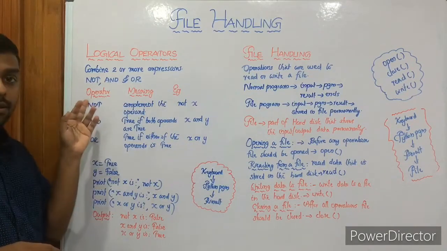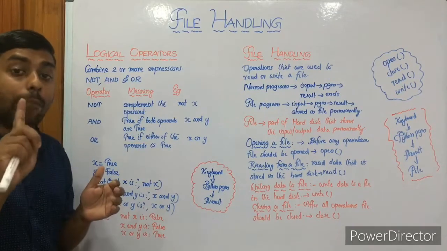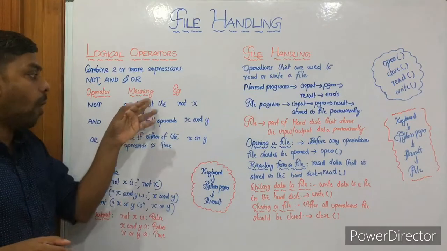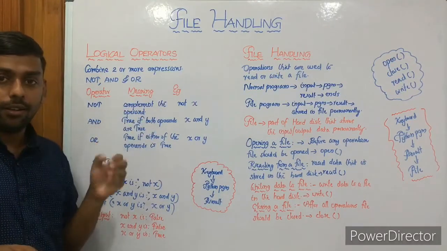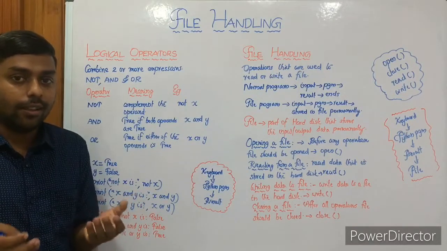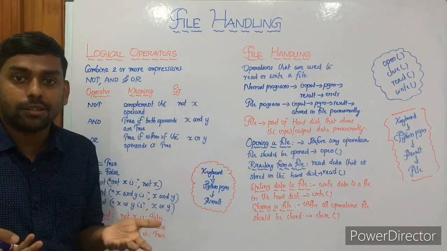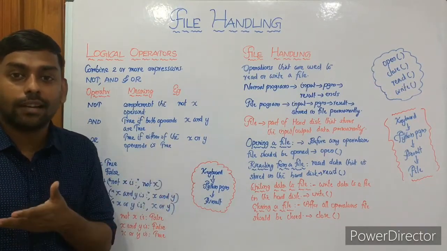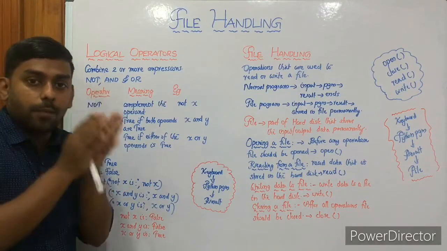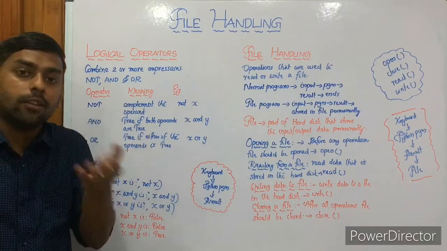Let's look at not first. Not is a unary operator. It works on a single operand, that means a single value, and what it does is complement the operand. Complementing means negating, that means reversing. For example, not true, what will be the result? False. Not false, the result is true. It simply reverses the operand. If the input is true, the output will be false. If the input is false, the output will be true, right?